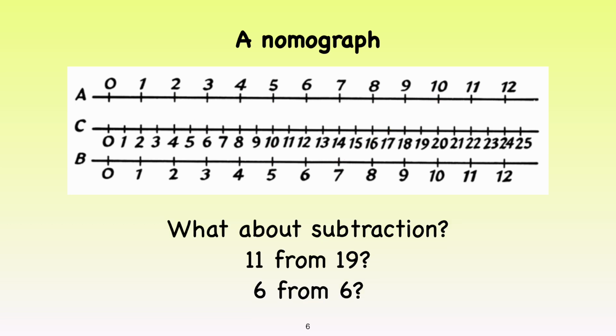In arithmetic, I'm sure your teacher told you that if you knew your addition facts, then you also knew your subtraction facts in reverse. If you drew a line from 11 in the A scale to 19 in the C scale and through to the B scale, it would intersect the B scale at 8. Same with 6 in the A scale, connect to 6 in the C scale, and 6 take away 6 would be 0. That's what it goes to on the B scale.